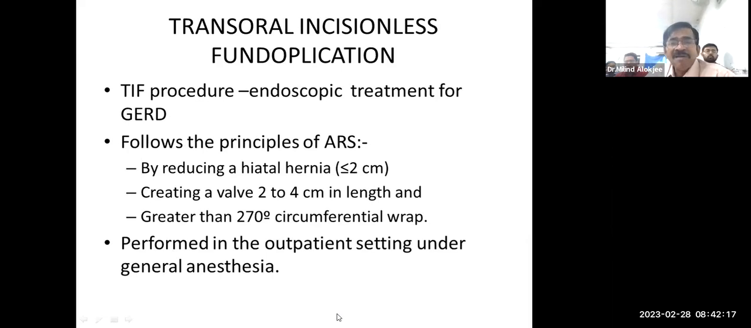So how does this transoral fundoplication help? It is an endoscopic treatment for GERD, and this follows the principle of anti-reflux surgery. This can help in reducing a small hiatal hernia, which is less than 2 centimeters. It can create a valve 2 to 4 centimeters in length, and it can provide a circumferential wrap of more than 270 degrees. It can be performed in the outpatient setting under general anesthesia.